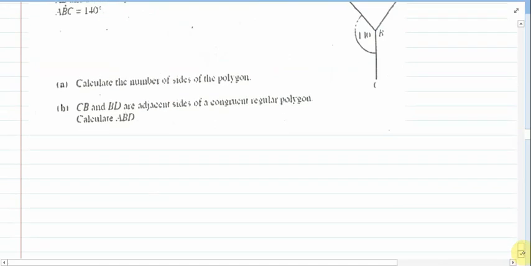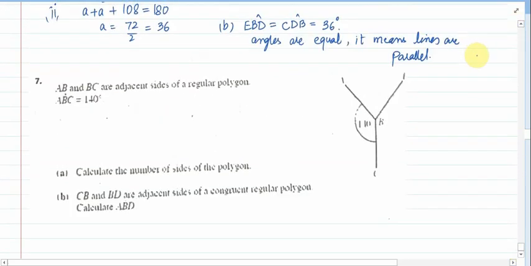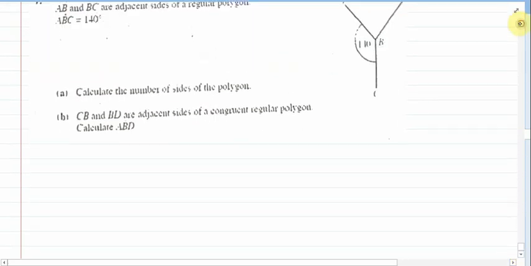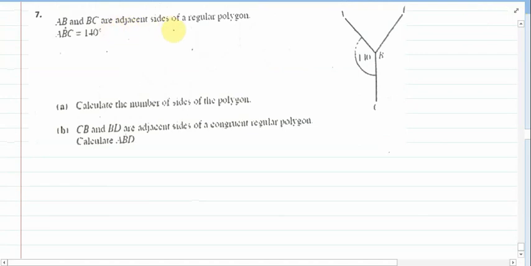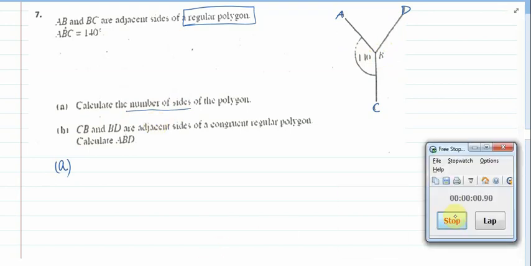Now the last two are the past paper questions, right? This one is also a past paper question. The question states that AB and BC are adjacent sides of a regular polygon. The important word is regular polygon. That means all sides and angles are equal. ABC is 140, that is your point A, B, C, and that is your point D, right? Calculate the number of sides of the polygon. So for the first part you need to do it by yourself. Keep in mind that for the number of sides, the exterior angle must be known. The time for this question is 1.5 minutes, so start.